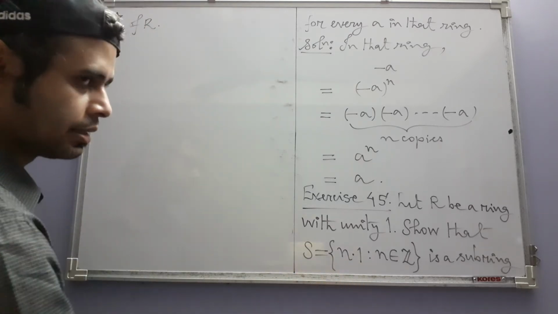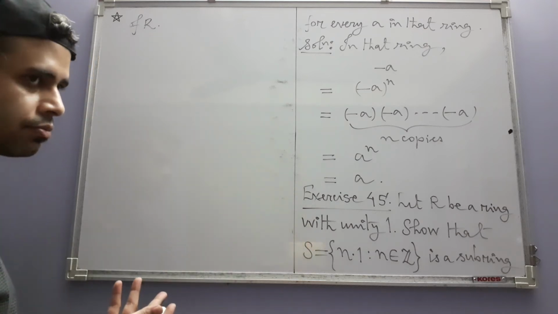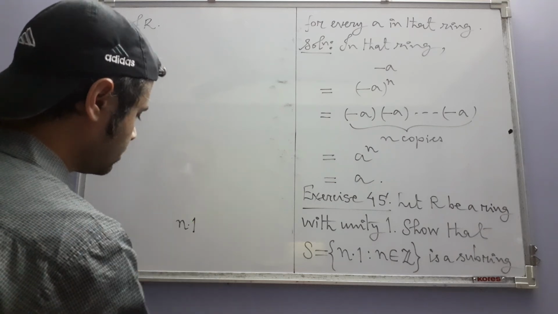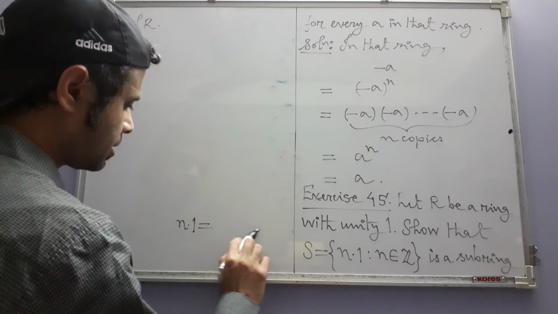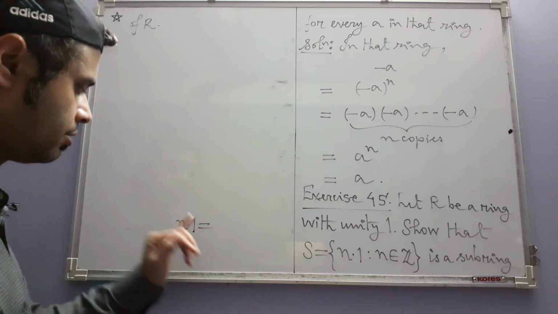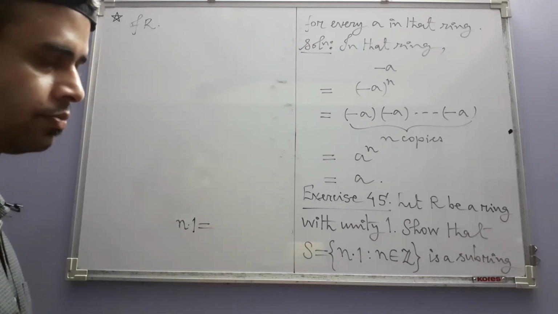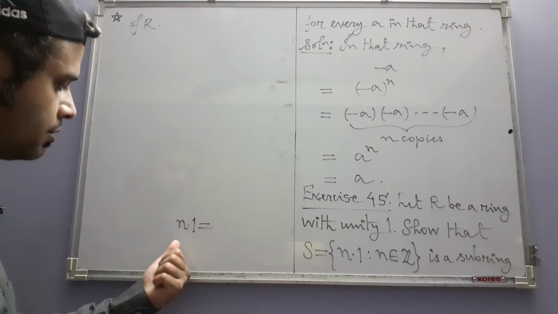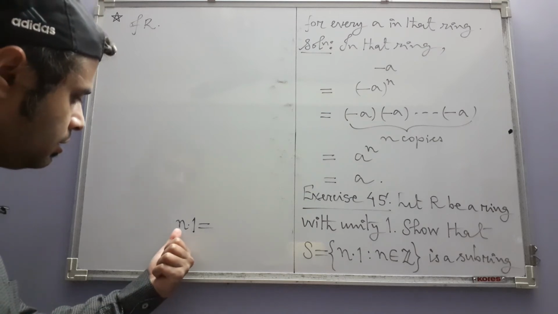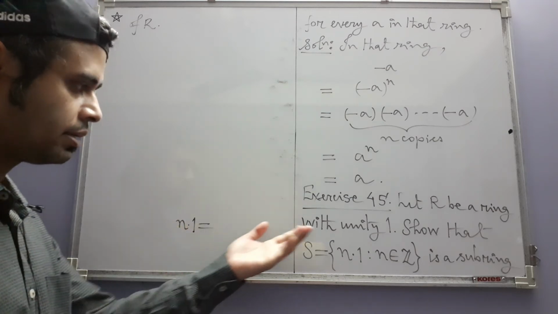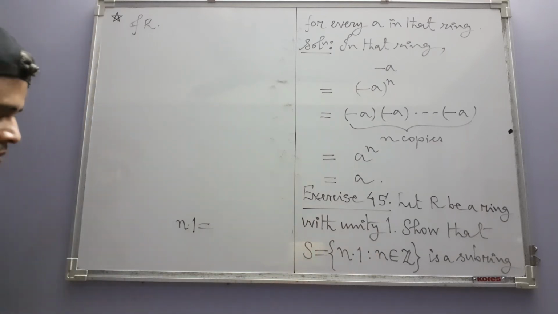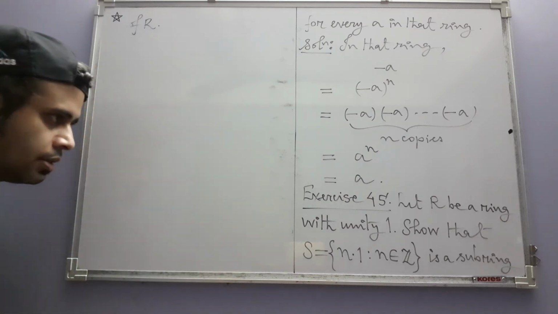So this is that thing that we were discussing when solving exercise 37, that this n dot 1 is 1 plus 1 plus 1, n copies of 1 being added if n is a positive integer. 0 dot 1 is by definition 0, and if n is negative, then it means adding minus n copies of minus 1, where this n is an ordinary integer but this 1 is the unit element in the ring. This one is not necessarily an integer.